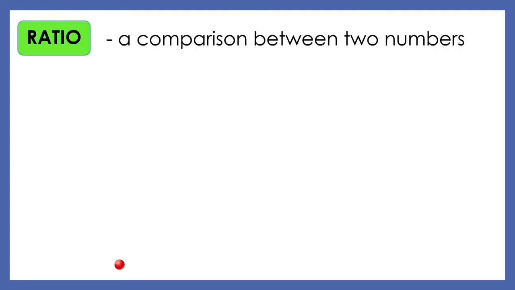Ratio is a comparison between two numbers. Meron tayong two numbers na pinag-compare. For example, what is the ratio between 2 and 5? Ang ratio between 2 and 5 can be written as in this form, 2:5. Ang tawag sa form na to is colon form. Or, pwede rin nating isulat as fraction form. So, this is also 2:5.